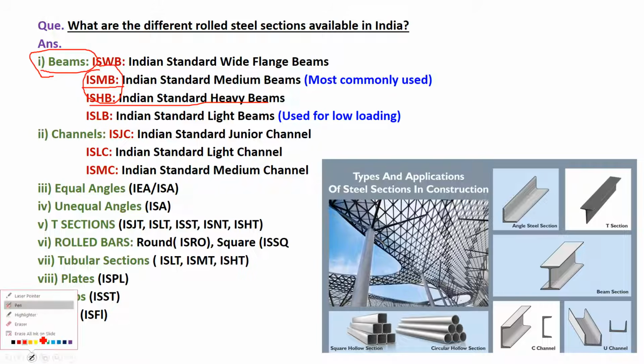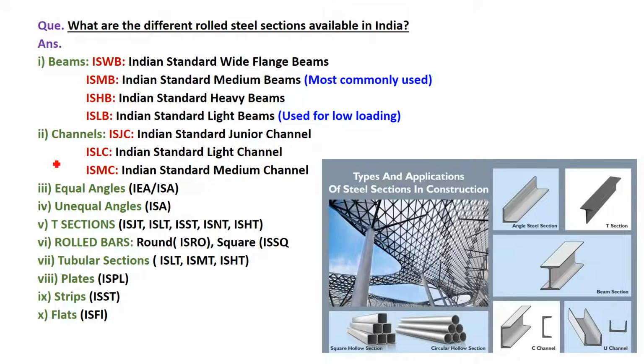Okay. Then second, channel sections are there, that is ISJC, Indian Standard Junior Channel, ISLC, Indian Standard Light Channel, ISMC, Indian Standard Medium Channel. Okay, this is the channel section. If you look here, this is a channel section, which is also called a C shape. There is one more channel. If you keep it like this, it is a U shape channel.